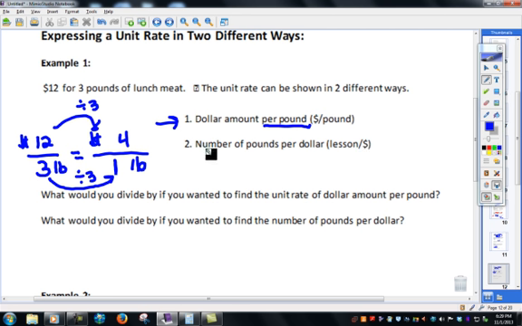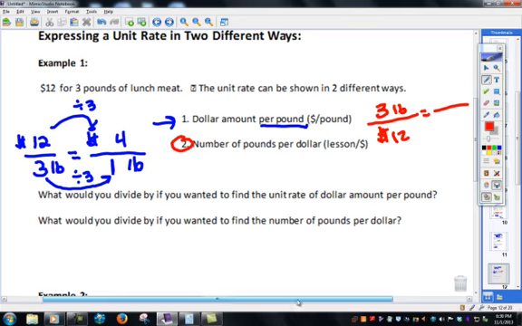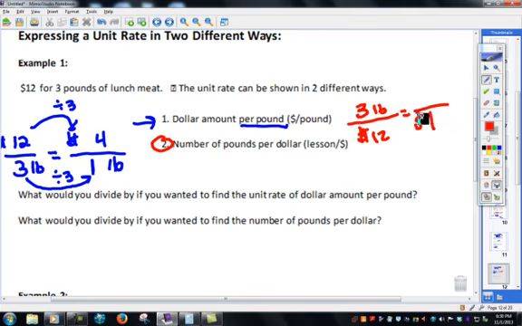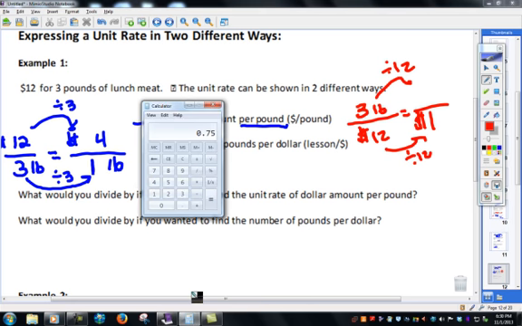Okay? But if I was going to do it on like number 2, and I'll do that in red, okay? In red, now I got to do it the other way. I got to put 3 pounds on top and then $12 on the bottom, because now I'm figuring out how much lunch meat I can get for $1. Okay? It's the same process, guys. Instead now, I am dividing by 12. Dividing by 12. Okay? And you do 3 divided by 12, and you're going to get 0.25.